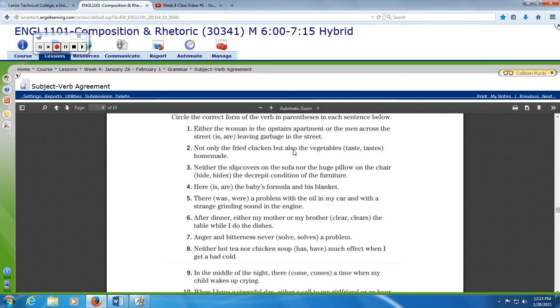Not only but also, those are correlative conjunctions. So you've got two subjects. Chicken, vegetables. Okay? Chicken and vegetables. This is plural, so you take the plural verb, taste. Vegetables taste. Okay? Neither nor. All right, you've got compound subjects. In this case, let's get rid of prepositional phrases. On the sofa, on the chair, of the furniture. So your sentence is neither the slipcovers nor the huge pillow hide or hides the decrepit condition. Slipcovers is your subject.